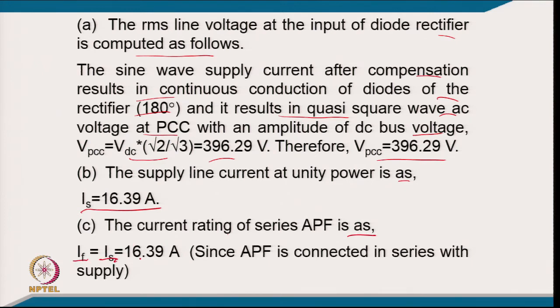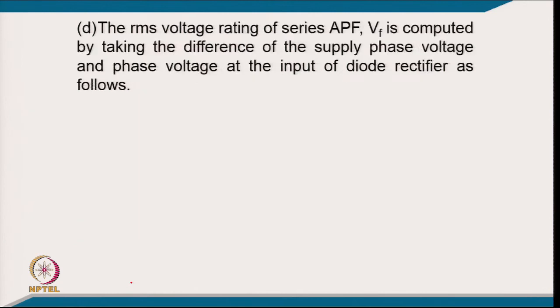The current rating of the series active filter is the same as the filter current, equal to the supply current, because they are connected in series with the line, and it is 16.39 ampere, since the series active filter is connected in series with the supply.